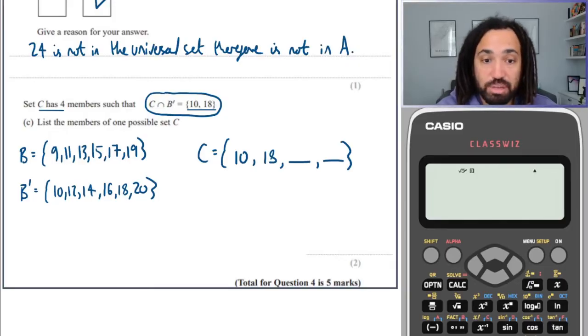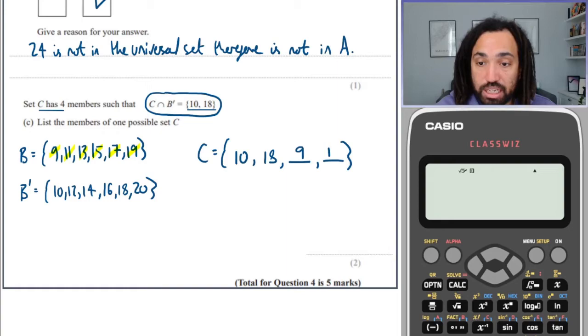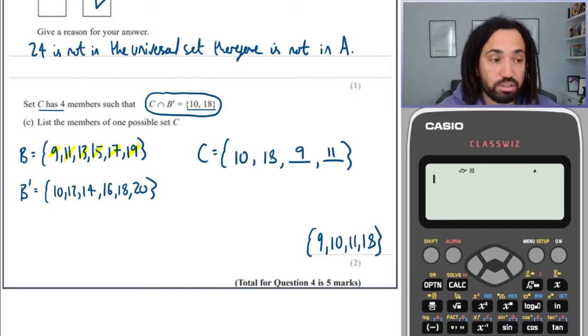So essentially it means I can choose any 2 of these numbers here. So I could just choose 9 and 11 and that would be correct. Just any 2 from the set B to fill up the set C so that it has 4 elements. So I can say 9, 10, 11, 18. That does the job.